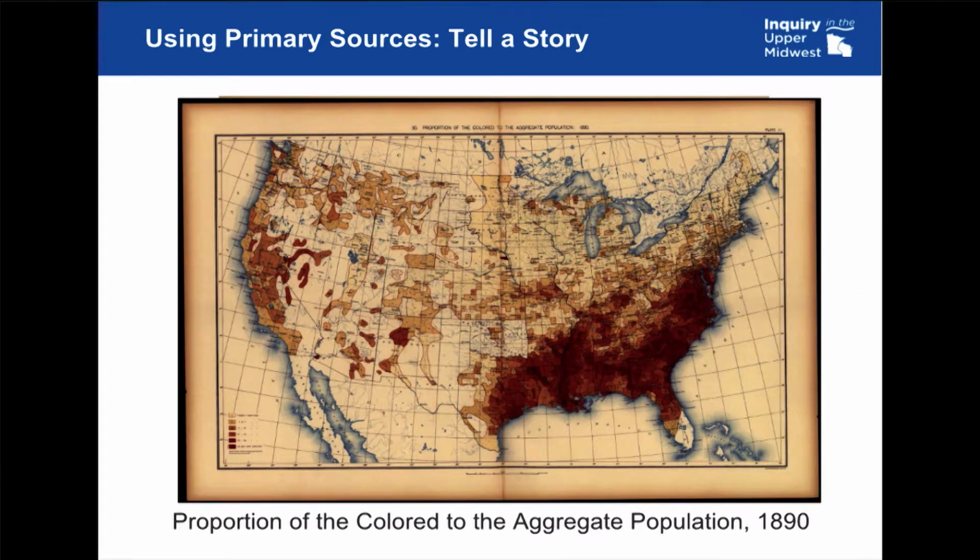So you could bring in this map. It's called the Proportion of the Colored to the Aggregate Population. This is from 1890. All of the red shows where the black Americans lived in 1890. So when you're talking about why the 15th Amendment wasn't necessarily effective and why some white Southerners might have been afraid of blacks voting as they chose, it was because there was a huge population of African Americans living in the South. And so these two sources paired together can really tell a fascinating, engaging story about the impact of the 15th Amendment.